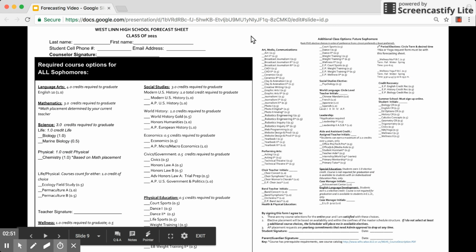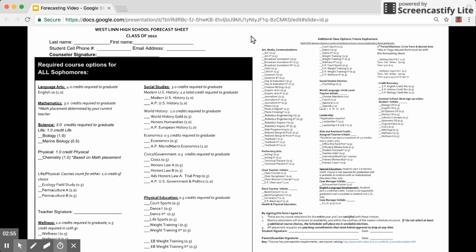This is an example of a forecasting sheet for rising sophomores. It is broken down to this front half, which is classes that are required for the student. For example, language arts, the student is required to take English 10. As students get older, in the 11th and 12th grade, they are given the option to choose between regular English and AP English.